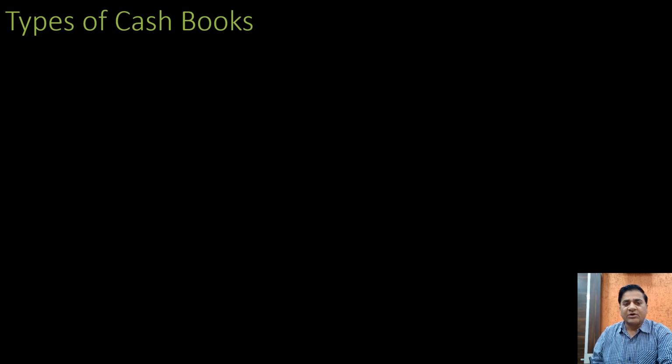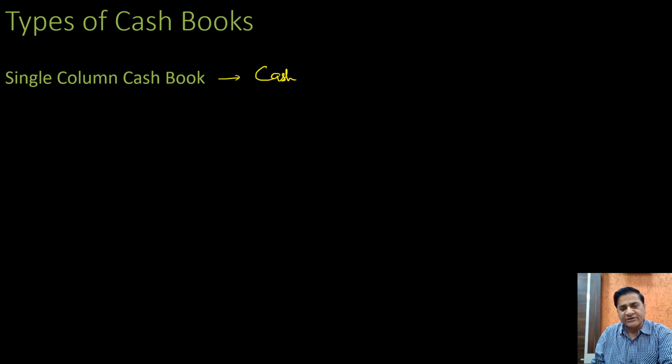Now let us see what are the various types of cash books. The first type of cash book is the single column cash book, which is the plainest, simplest form of cash book, wherein you record only the transactions related to cash. Simple. Cash received, you record that. How to prepare that? It's a simple account. You have two sides, the debit side and the credit side. On the debit side, you record the cash receipts. On the credit side, you record the cash payments. That's all you need to understand.